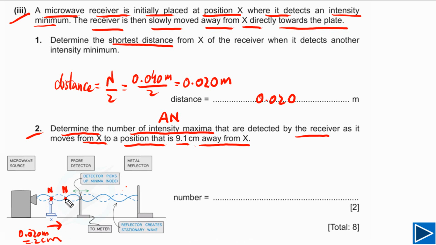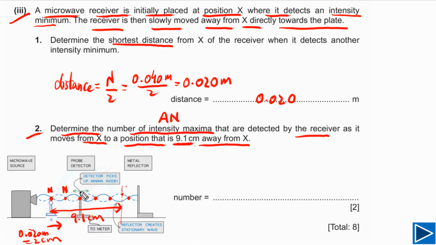So if we move the detector from here to here, this distance is 2 centimeters. Then if we move to the next node, it will cover an extra 2 centimeters. If we place it at this point, the distance from X will be 6 centimeters. If we place it here, the distance between X and this new position is 8 centimeters. In the question, we have to move by 9.1 centimeters, so we have to move up to this point. Otherwise, if we move to this one, the distance will be 10 centimeters, but we have to move by 9.1 centimeters.